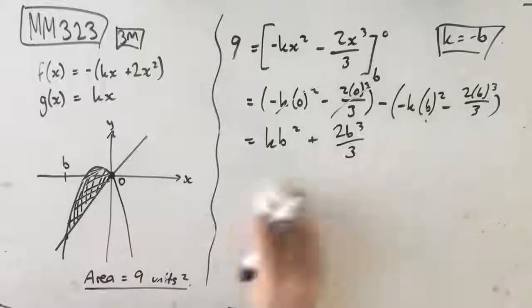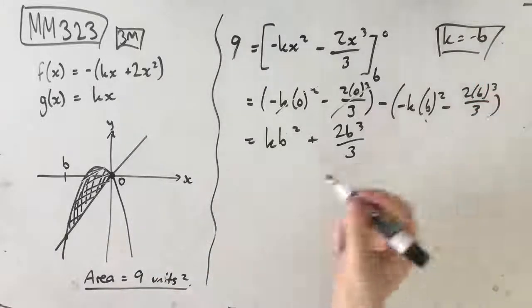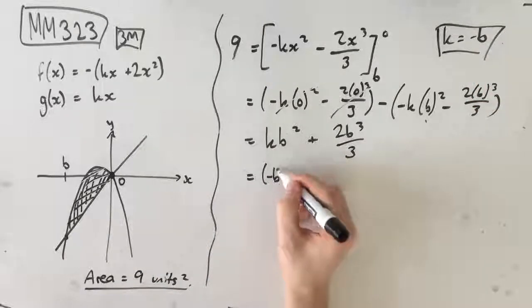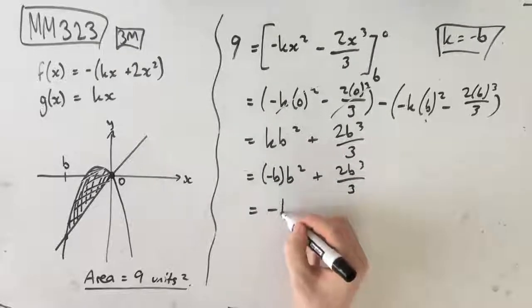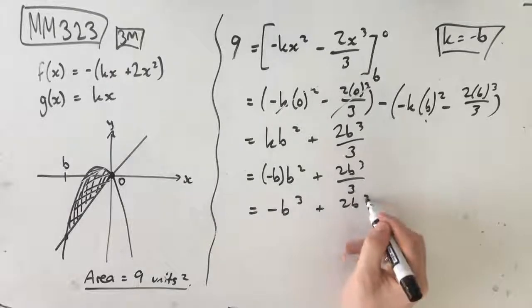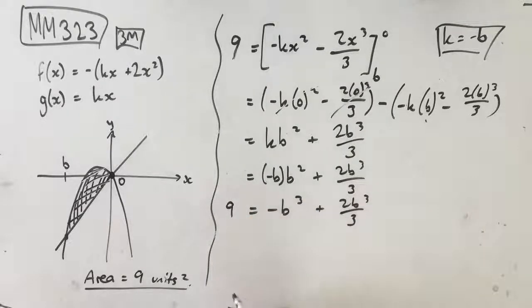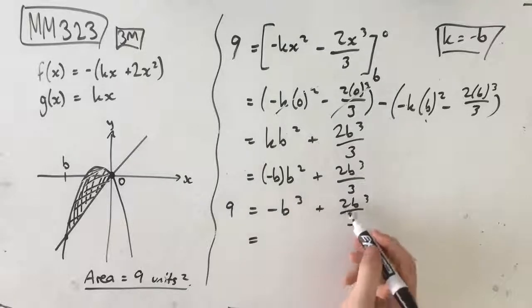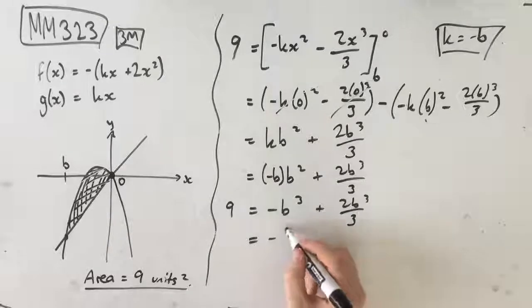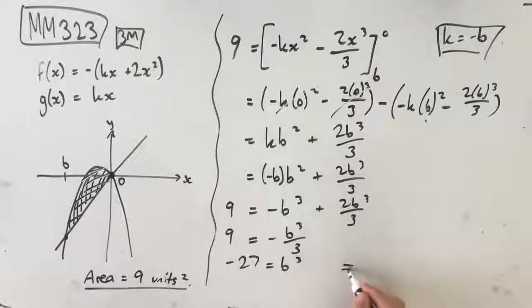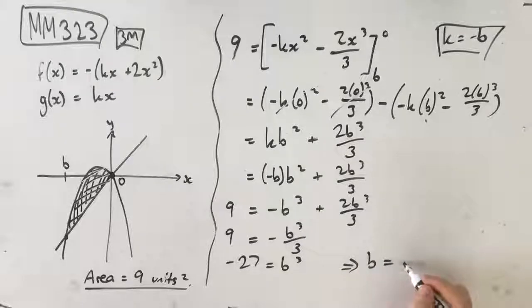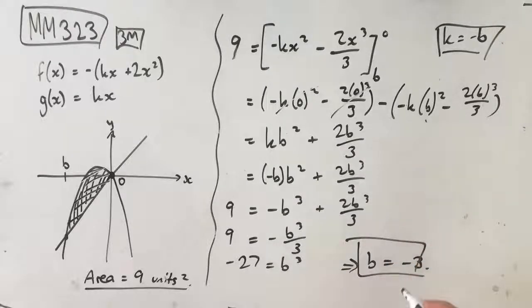Now, k, remember, is equal to negative b. So that means that we can say that k is negative b, times b squared plus 2b cubed over 3. So we get negative b cubed plus 2b cubed over 3. That's equal to 9. And then what we're going to do is add these two together. So negative b cubed plus essentially 2/3 b cubed is negative b cubed over 3. Multiplying both sides by negative 3, we get negative 27 equals b cubed. Therefore b is equal to negative 3. Awesome.